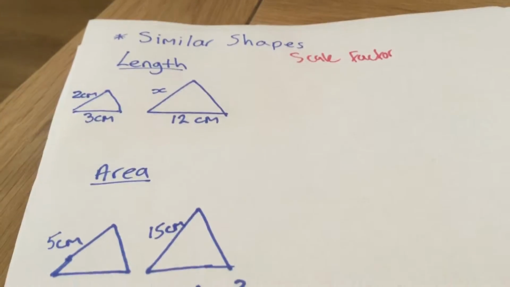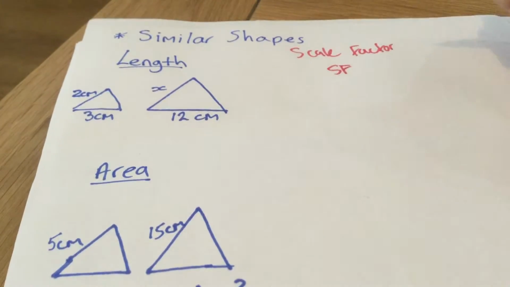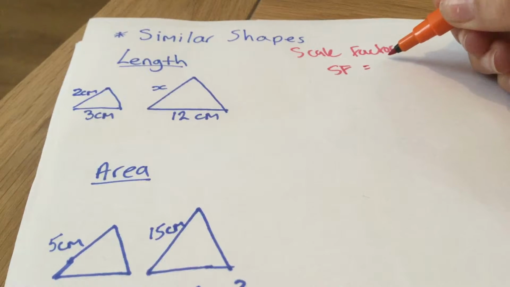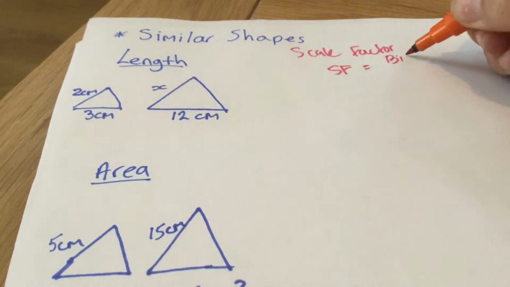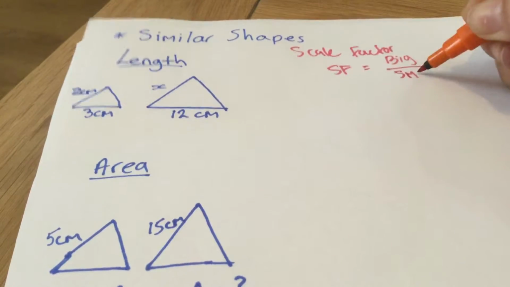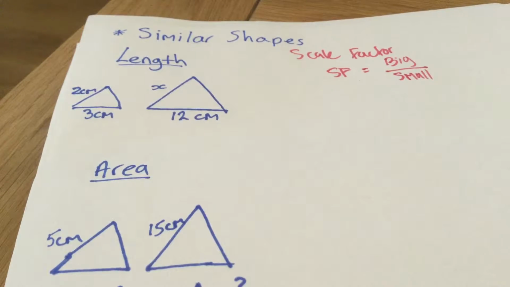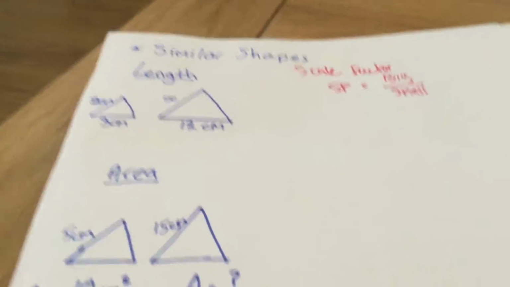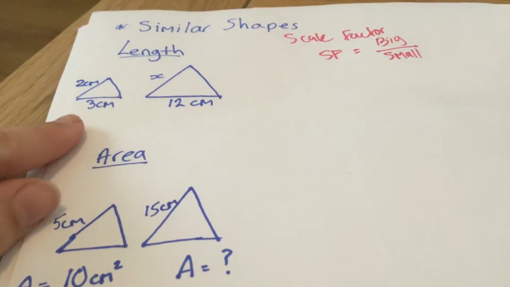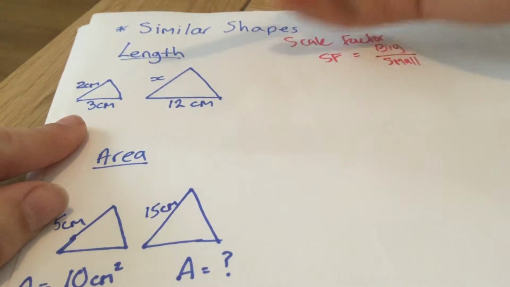And we will call scale factors SF throughout this video. To find the scale factor, you usually take one length, and I usually take the big side and then divide it by the small length. So a scale factor is big divided by small. Once you've found the scale factor, it does become quite easy to pick marks up.